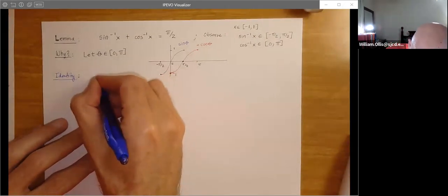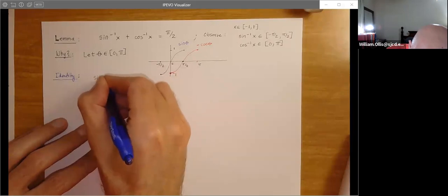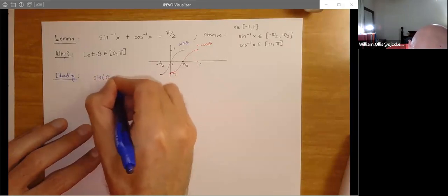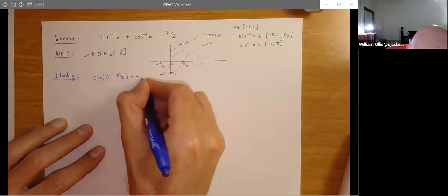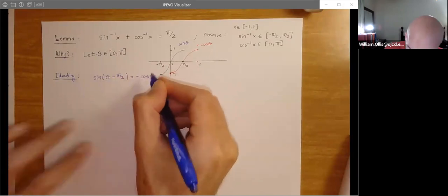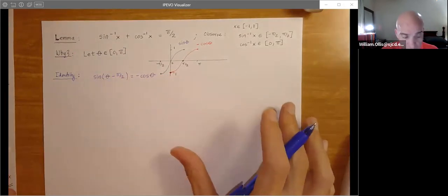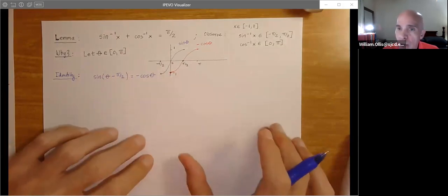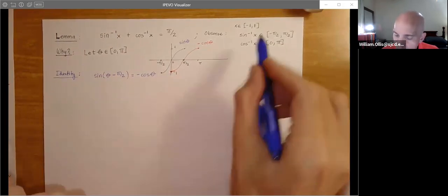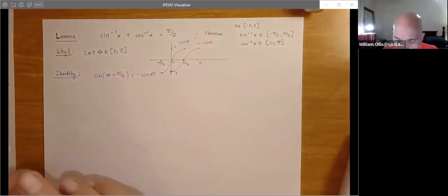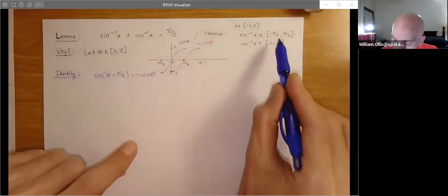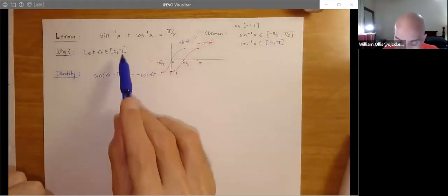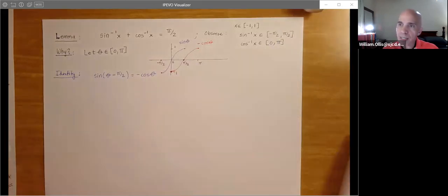So now we have sine of theta minus pi over 2 equals the negative of cosine of theta. Now look at this and see why this is coming together. We again have to respect this little sidebar here. If theta is 0, we get negative pi over 2. And if theta is pi, we get pi over 2. So we're seeing that we're respecting the ranges and the domains here.